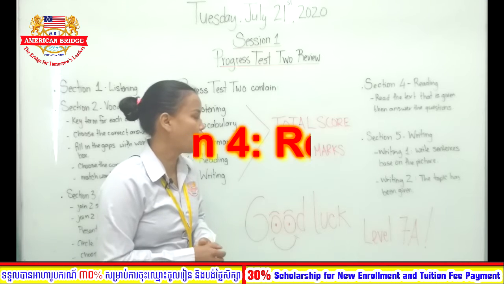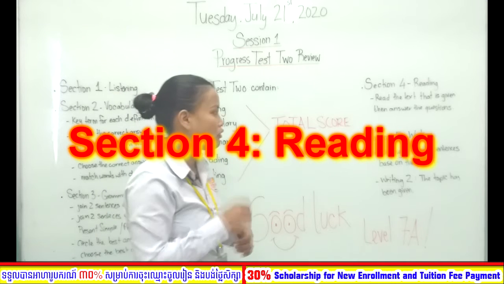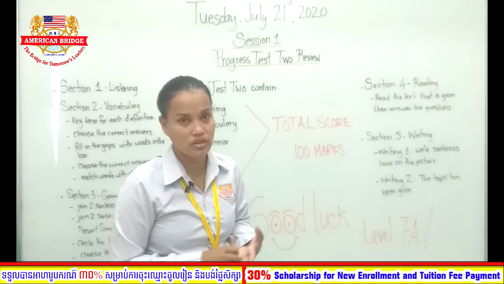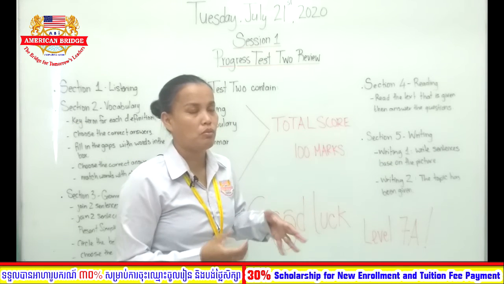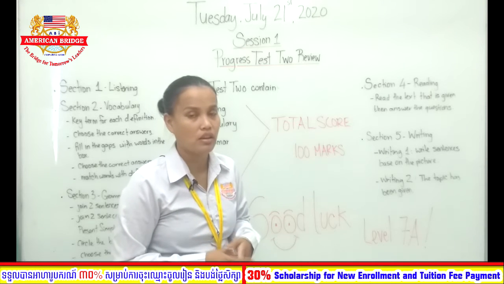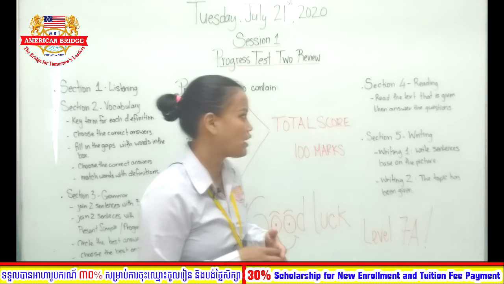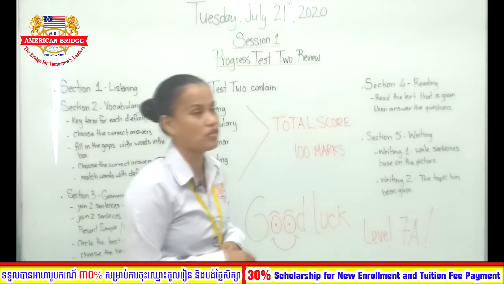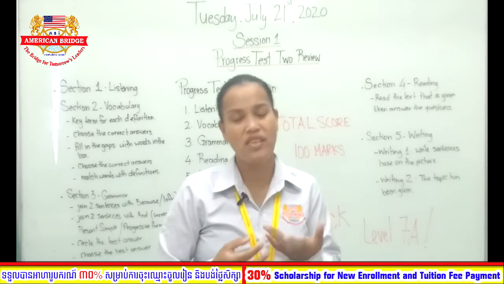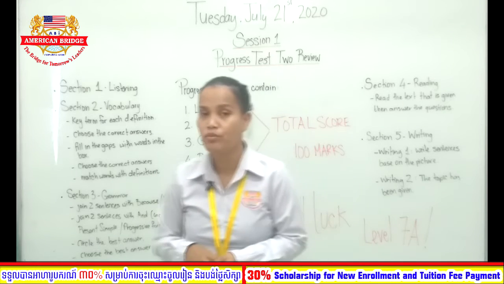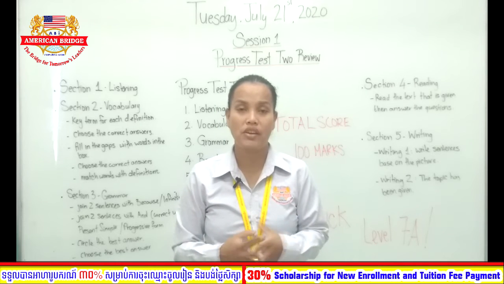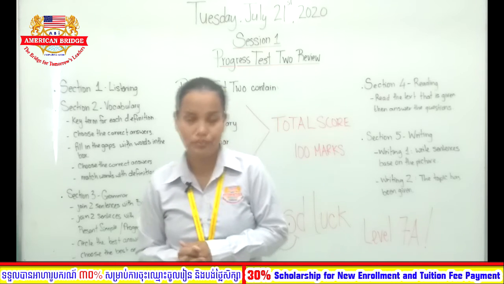On Section 4, reading part. For the reading part, you need to read the text that is given, then answer the questions, okay? Again, it's similar to what you've already done in Progress Test 1. You need to read the text, and then answer the questions as fully as you can. So make sure that you read the text very, very carefully, okay? Because it's very important.